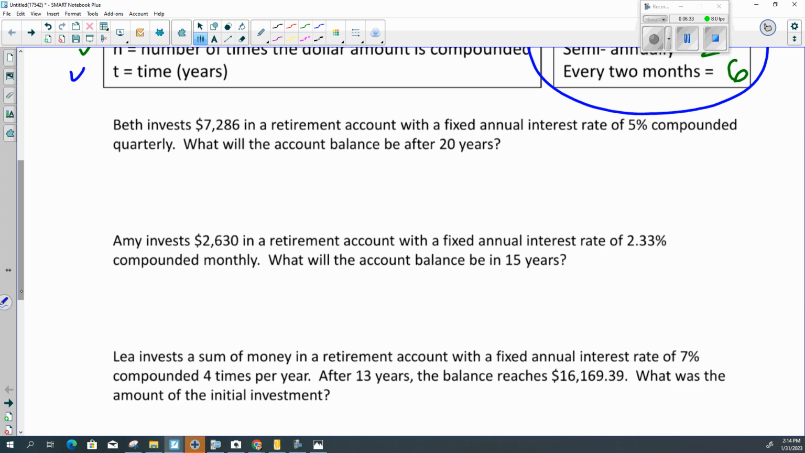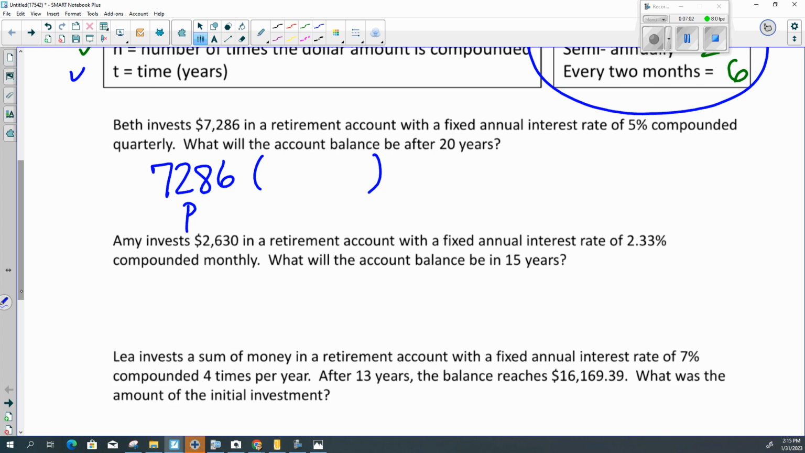Okay, Beth invests $7,286. That is called her principal. Your principal is the amount that you invest. So let's go ahead and write that down. That's her P. Okay, we know we're going to have our parentheses. And these are all plus, because they're all growing. You wouldn't invest money to lose it.